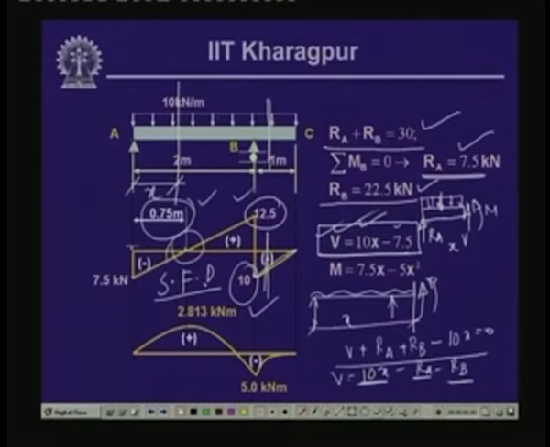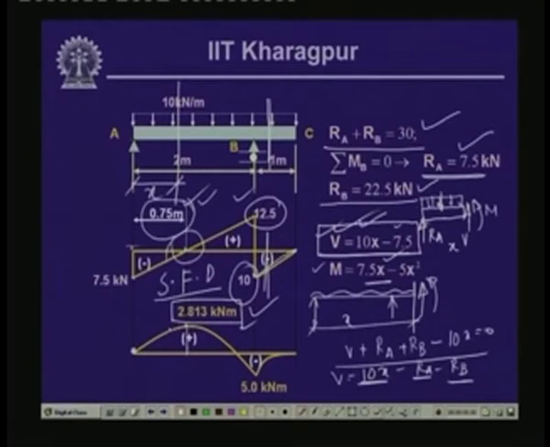Now, consequently, if we look at the value of the bending moment, when x is equal to 0, the moment is equal to 0, and this is what is reflected over here. Now, when x is equal to 0.75, we get a bending moment equal to 2.813 kilonewton meter. If we substitute x equals 0.75, we get this bending moment. This is the value of the maximum positive bending moment.